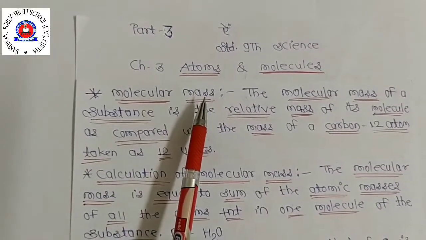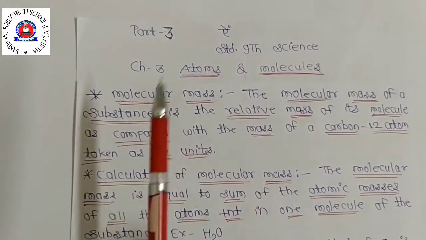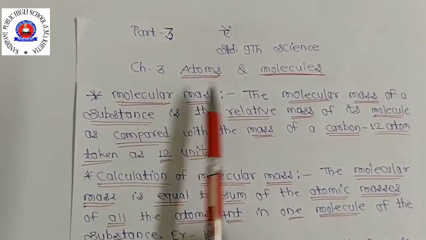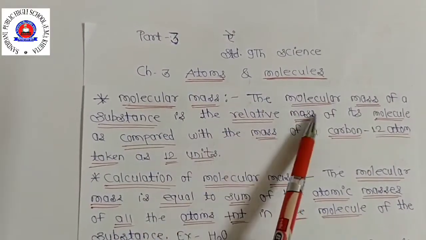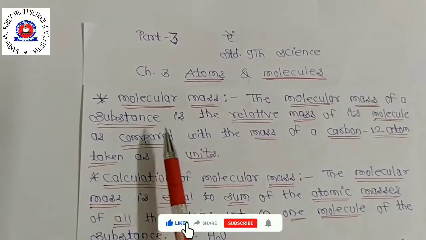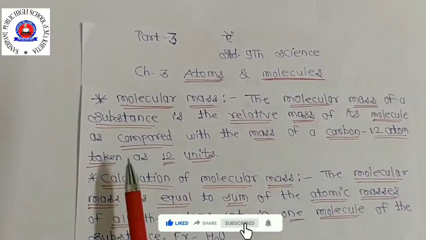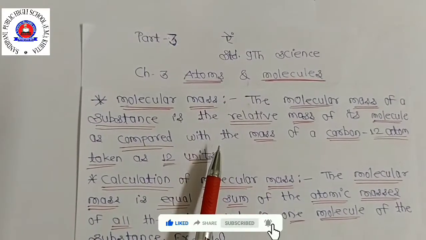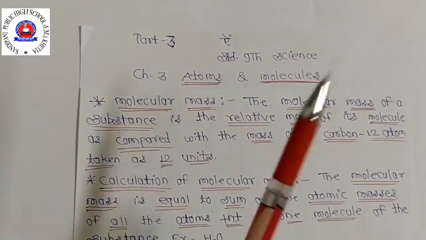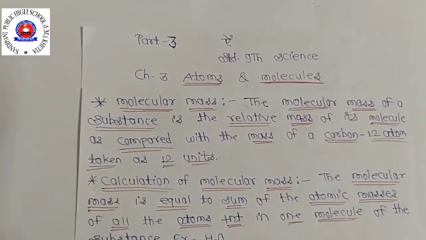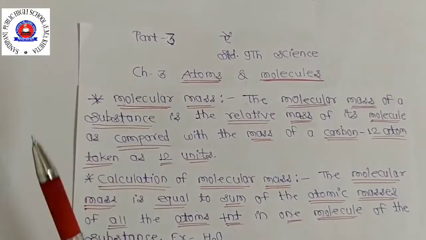First, molecular mass. Just as an atom has an atomic mass, in the same way a molecule has a molecular mass. The molecular mass of a substance is the relative mass of its molecules as compared with the mass of a carbon 12 atom taken as 12 units. So the molecular mass of a substance indicates the number of times one molecule of the substance is heavier than 1/12 of a carbon 12 atom.